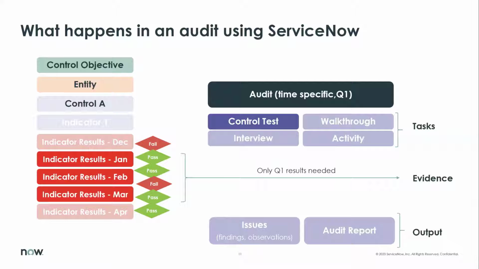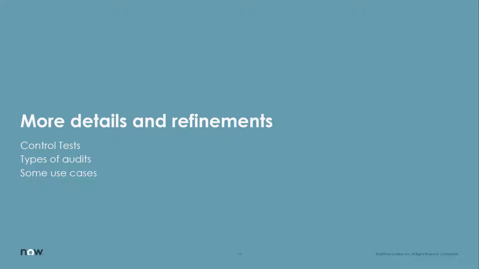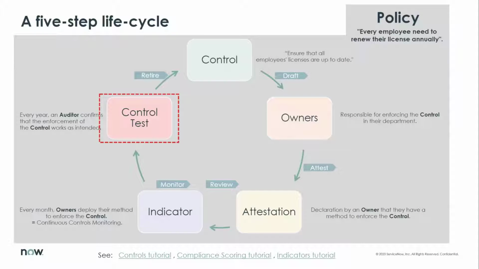So this is great, but I suspect things can get a little more complicated. I'd like to start this conversation about the details and refinements by showing this slide that we've used in previous tutorials. The tutorials at the bottom of the slide here are the controls tutorial, the compliance scoring tutorial, and the indicators tutorial. All these links will be available in the PDF version of the slides available in the community forum. And I think, Anne-Marie, you're going to tell us about the control test, which is one of the 5 steps in the life cycle of a control. Is that right? Yes, that's right.